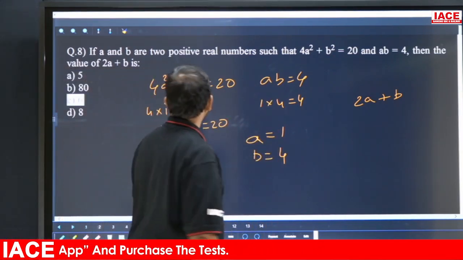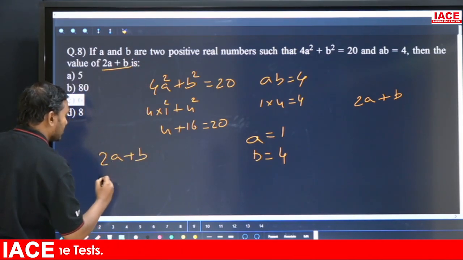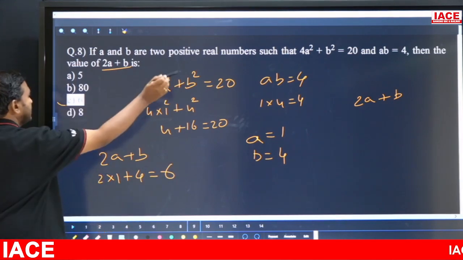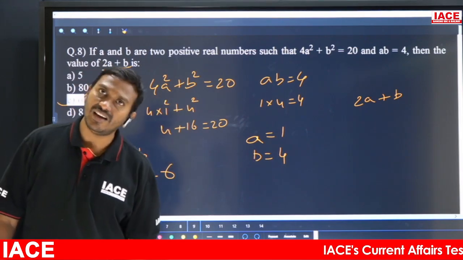What we have to find? We have to find 2A plus B. What is 2A plus B? That is 2 into 1 plus 4. That means 6. So option C is the right answer. 6 is the right answer.